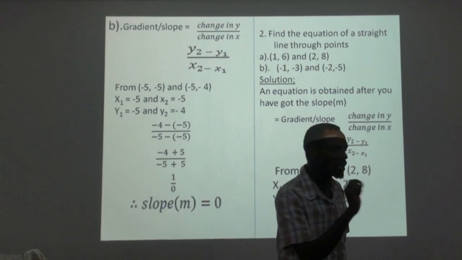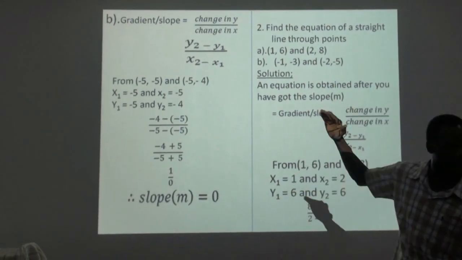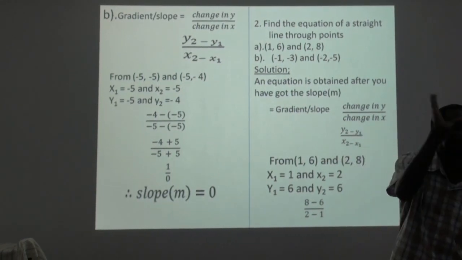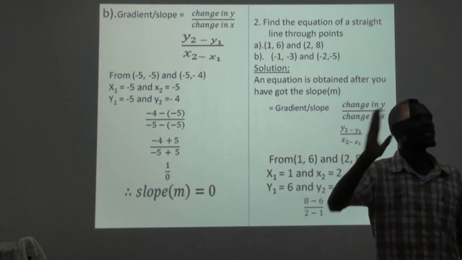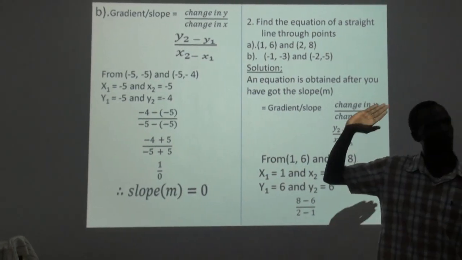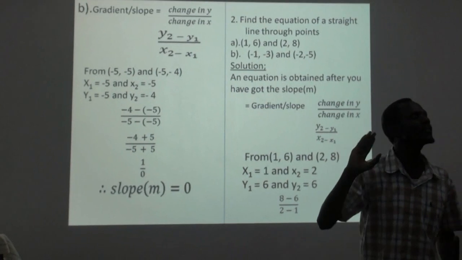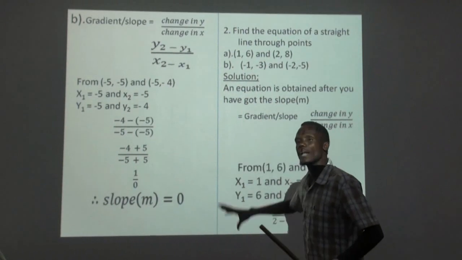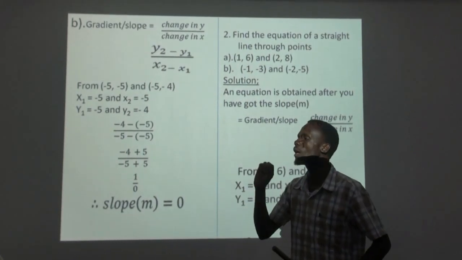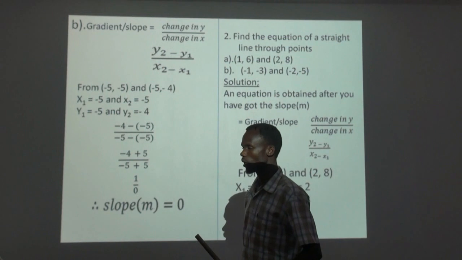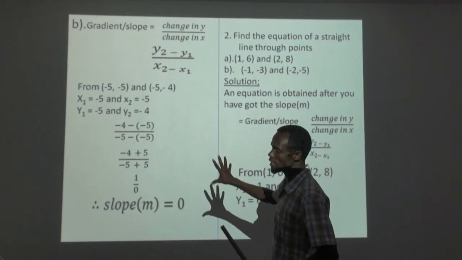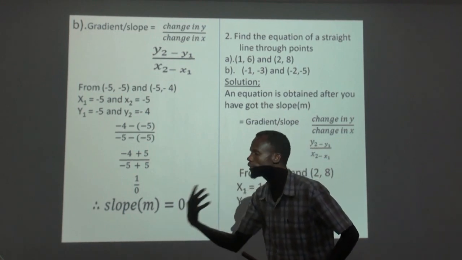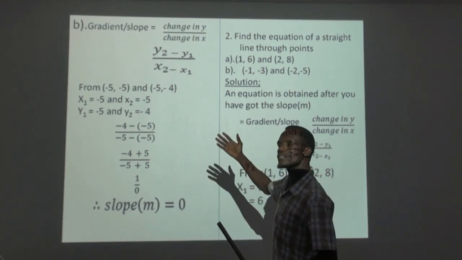The gradient of a straight line is obtained by taking the change in y over change in x. Change in y is y2 minus y1, and change in x is x2 minus x1. Those are the things that you must understand. And this is a principle, and these principles are not according to me. You understand? Yes. Now, that was the first question. You can find the gradient of any points that you've been given, because this is an example.